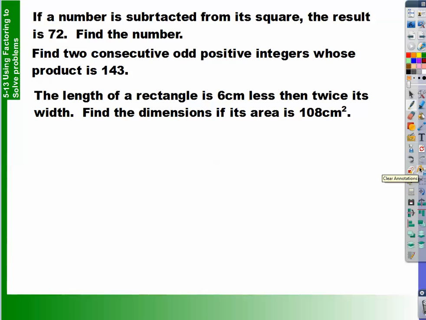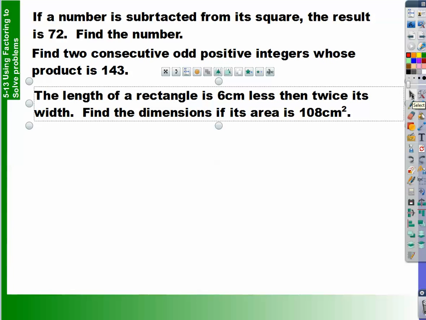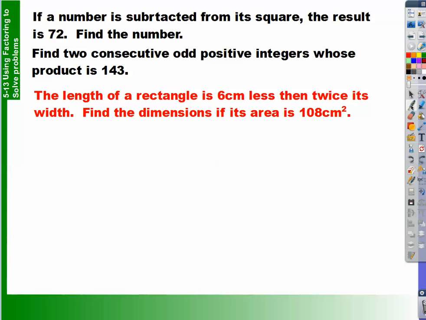All right. So we all know what problem I'm working on. What shape are we dealing with? Rectangle. So what should I draw?